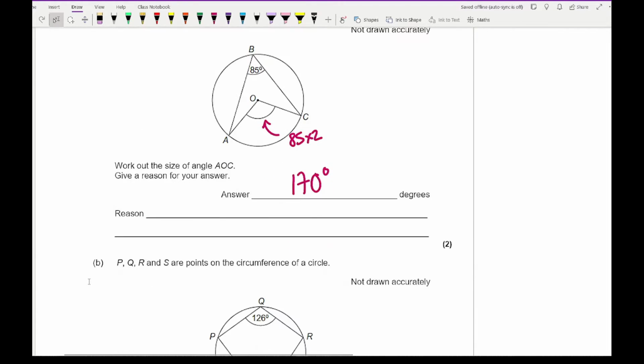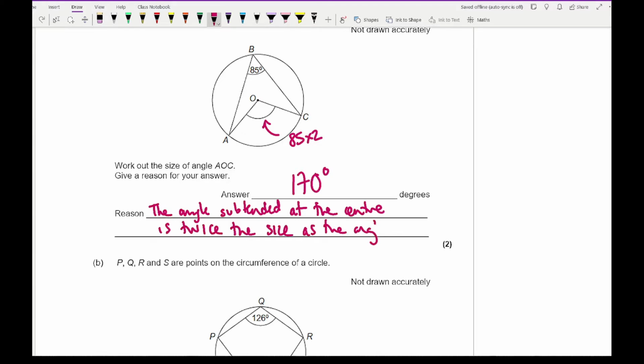Now in terms of the reason, this is where I need to give the actual definition. So the definition is that the angle subtended at the centre is twice the size as the angle subtended on the circumference. Something along those lines would be absolutely fine for the 2 marks.